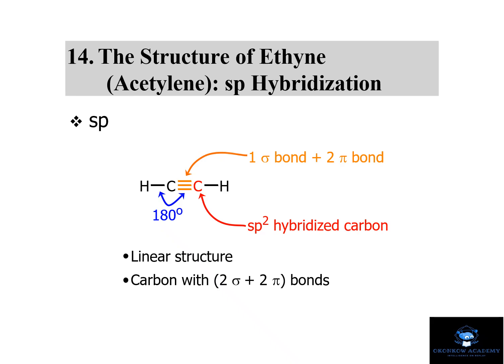The two unhybridized p orbitals on each carbon overlap to form two pi bonds. Combined with the sigma bond, this gives us the carbon-carbon triple bond: one sigma plus two pi. So for each triple bond we have one sigma bond and two pi bonds. That's from the linear structure.